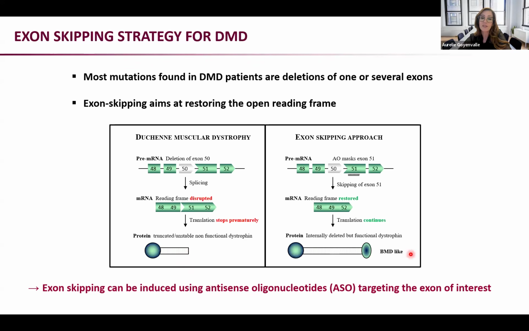and non-stable. So the aim of the exon skipping is to actually restore the reading frame using antisense sequences that will mask some important splicing signals in order to skip an additional exon, restore the reading frame, and allow the translation to continue. And that will end up in the production of a protein that's slightly deleted internally, but still functional. And it's the type of protein that's found in Becker muscular dystrophy, which can be much milder than Duchenne.